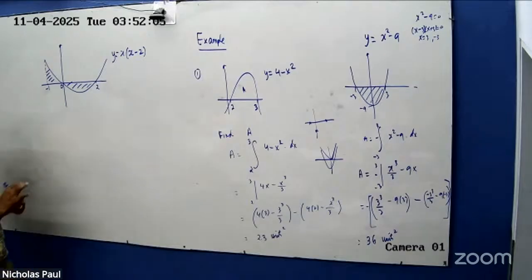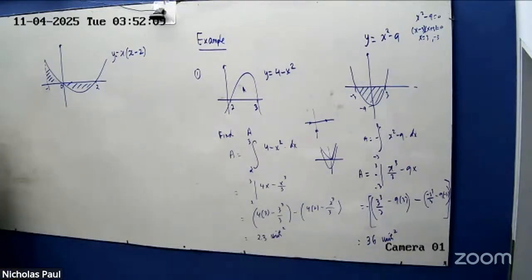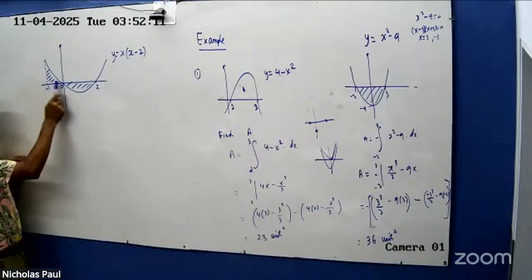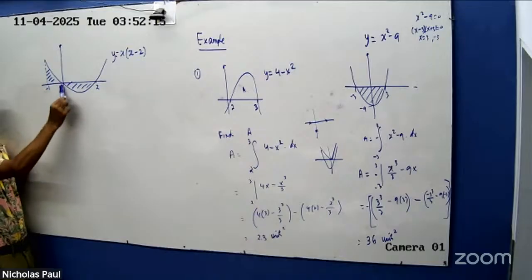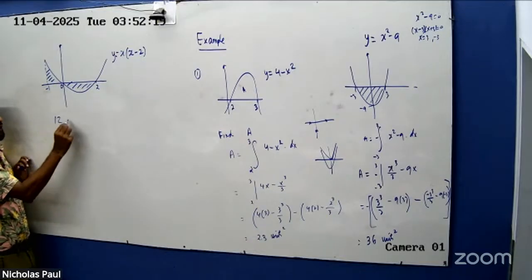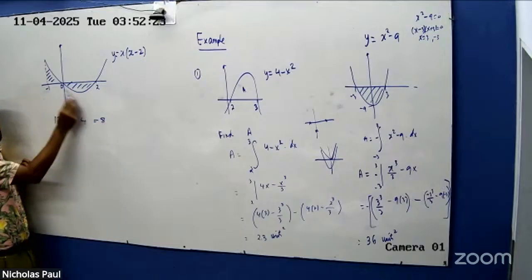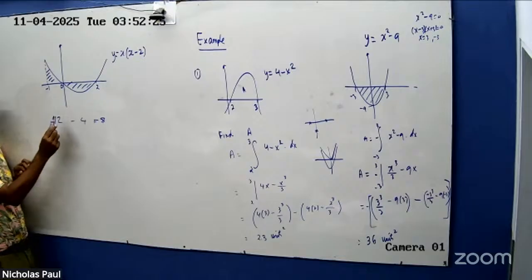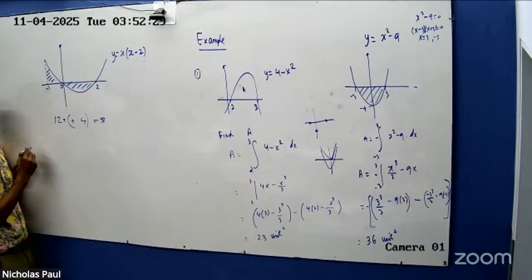My question is, can I just find the area from here to here? No. We have to do it individually. Why? Because here it is positive and here it will give you some negative. So you might get 12 minus 4, so you end up with 8. But is that a true area? No, it's 12. What you have to do is change this to positive.